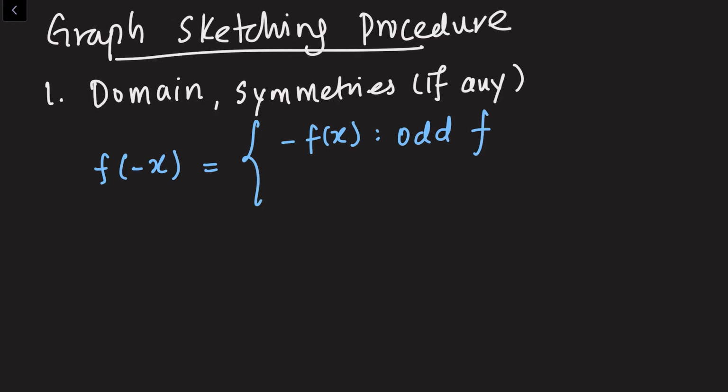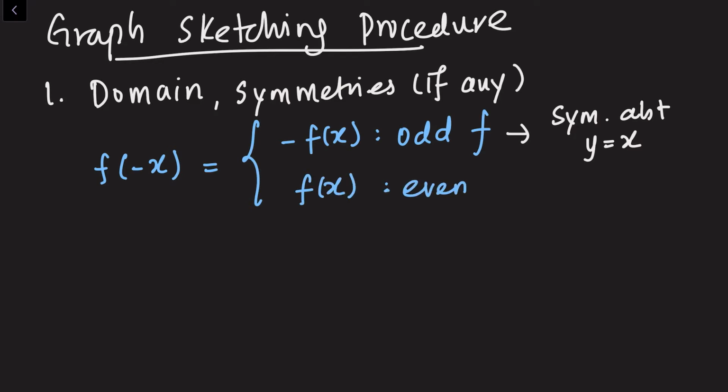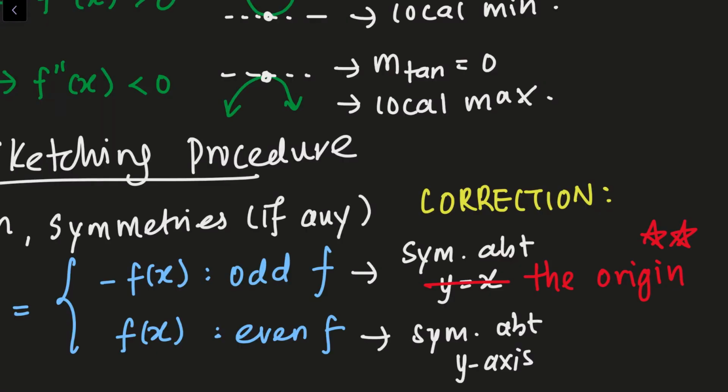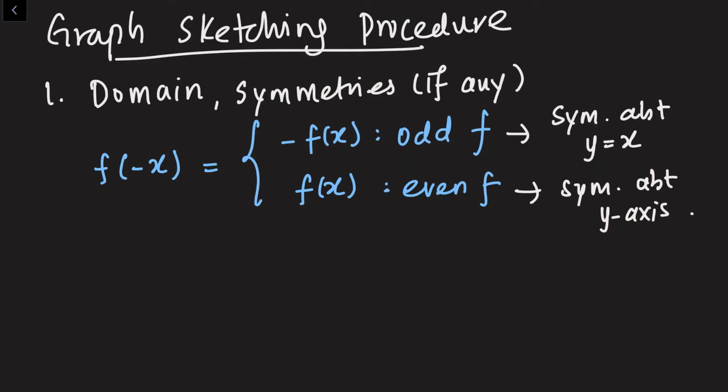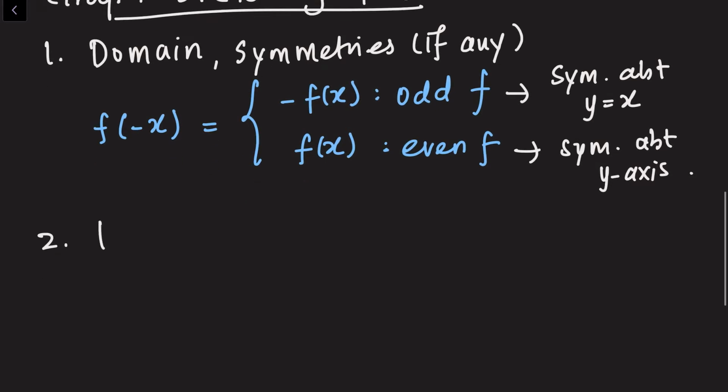Odd function. Odd function means what? Odd function means it is symmetrical about the line y equals x. If f of negative x is equal to f x, then you know that it is an even function, meaning it is symmetrical about the y axis. Okay, but most of the graphs that we will be sketching today, I think they are neither even nor odd, so you can actually skip this step. Alright, then step 2 is to find the possible criticals.